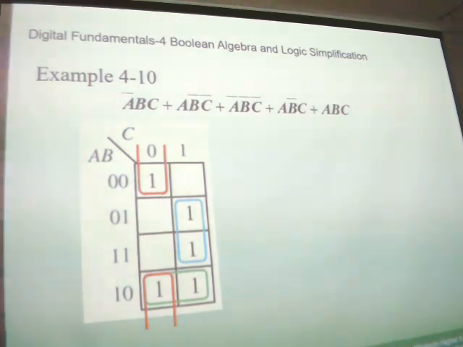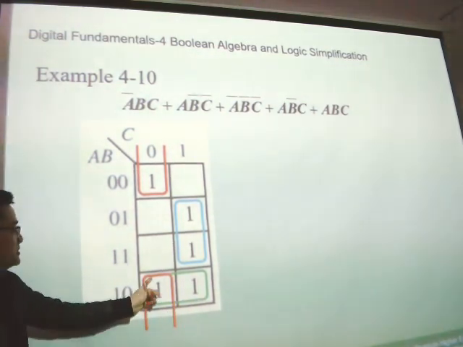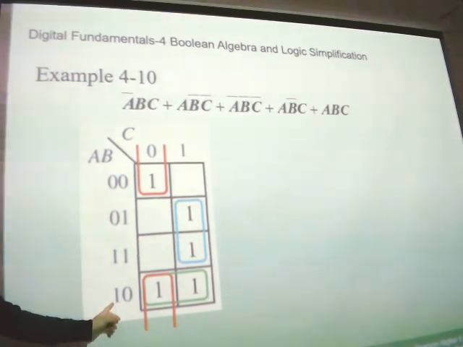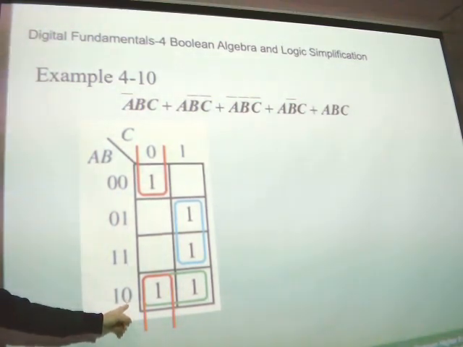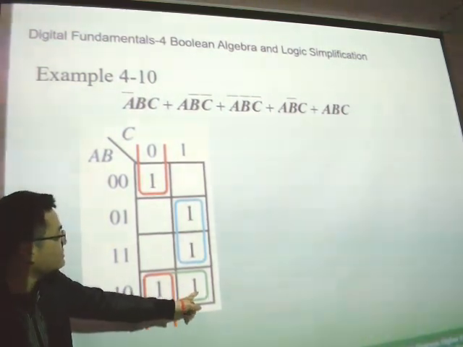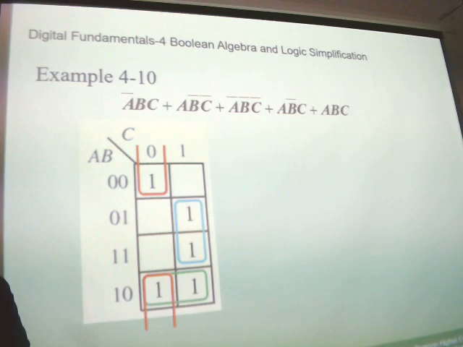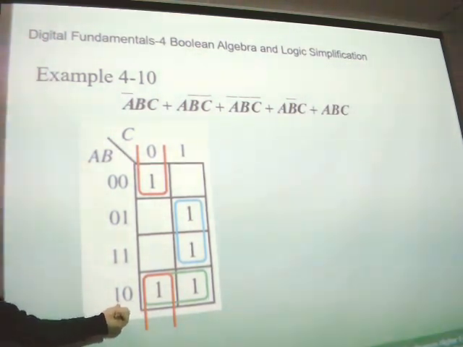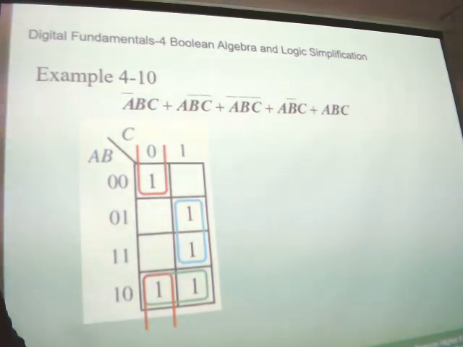Right? Yes. And the green group is A, B bar, C bar, C. So C must be eliminated. So the product term is A, B bar.